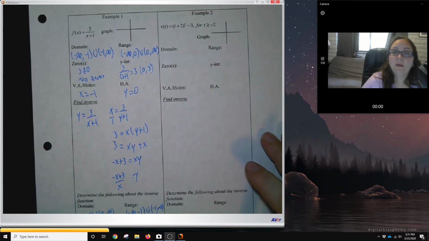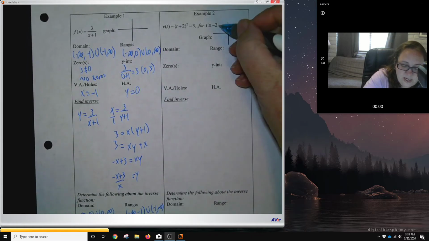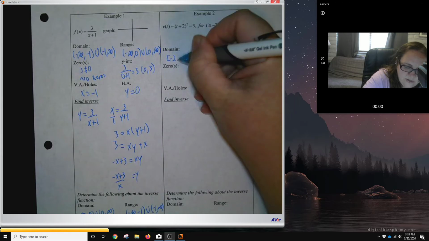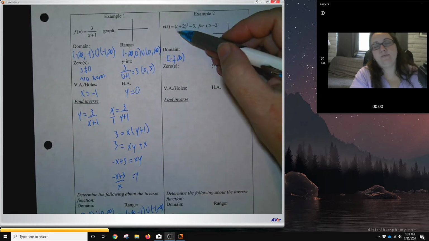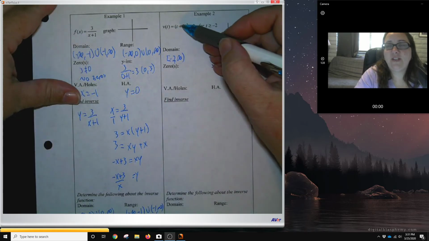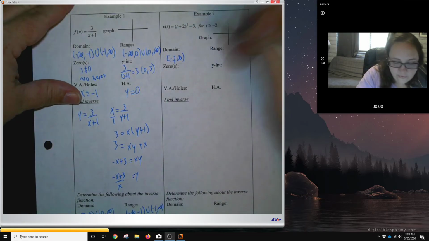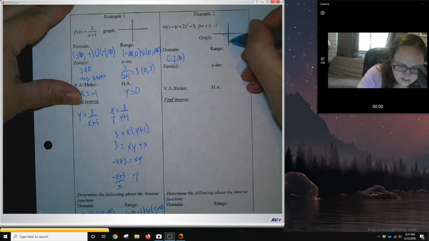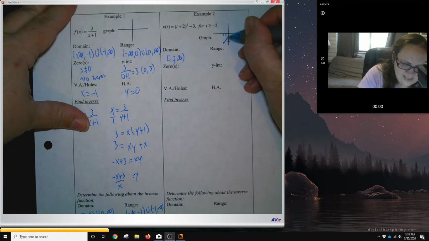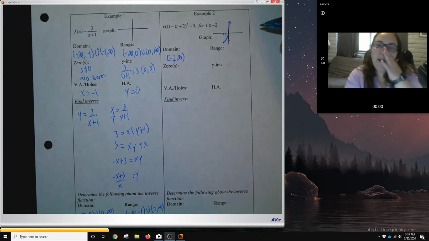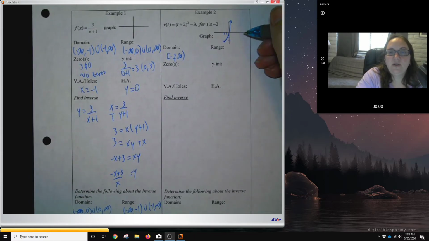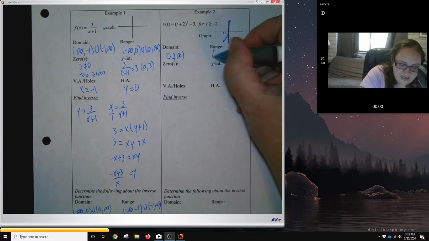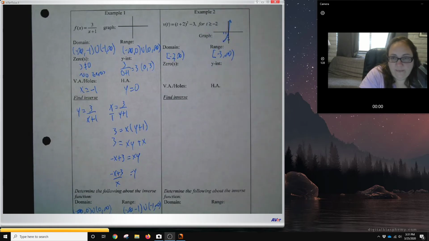Let's try it again. They gave me the domain for this one. It is -2 to infinity. This is a quadratic that has been shifted to the left 2 and down 3. But we only want this half of it. That way it still has an inverse. If we use the whole thing, remember, it wouldn't have an inverse. So its range is -3 to infinity.